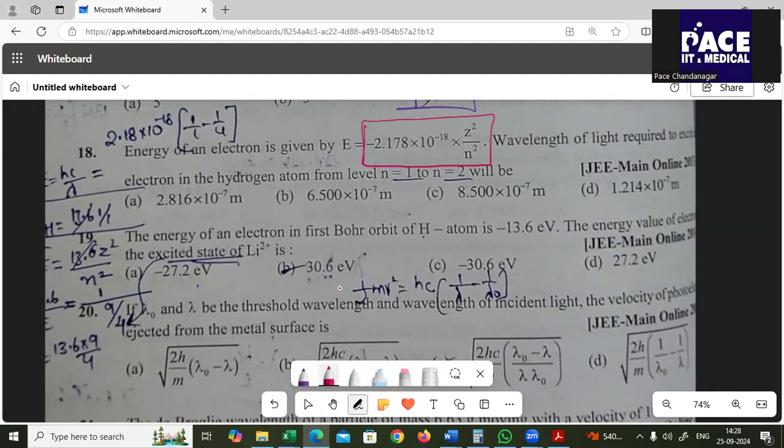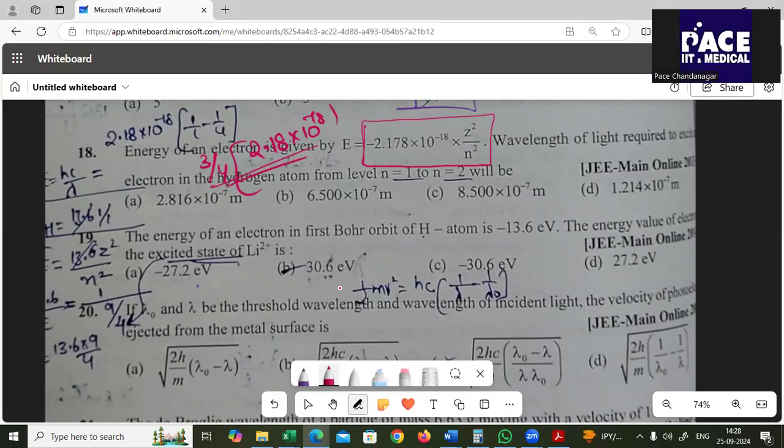Energy change is Z square times 1 by N initial square minus 1 by N final square, which is 1 by 1 minus 1 by 4, which is 3 by 4 times 2.18 into 10 to the power minus 18. This will be your energy, right? This is your energy, what we are getting there.